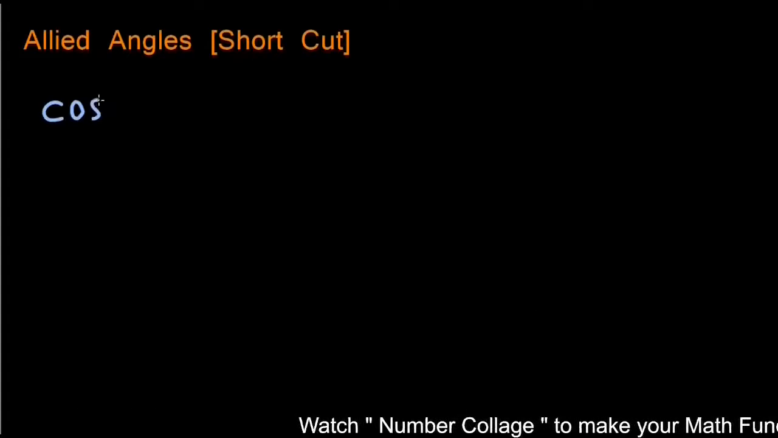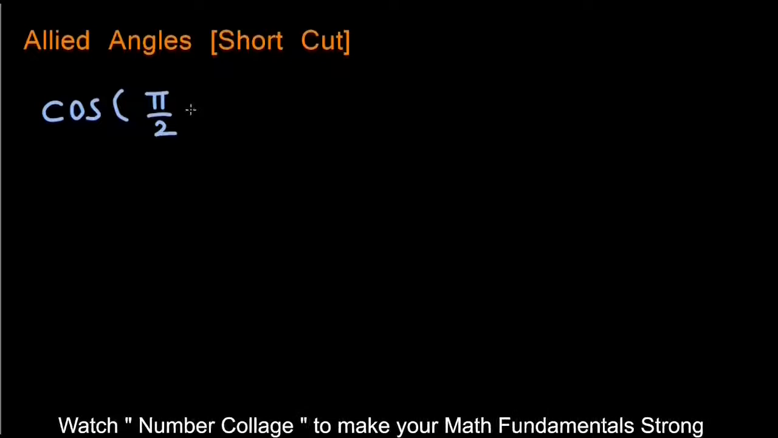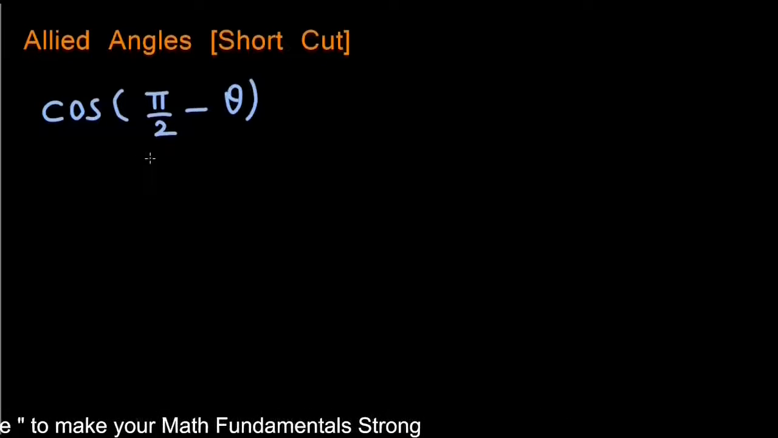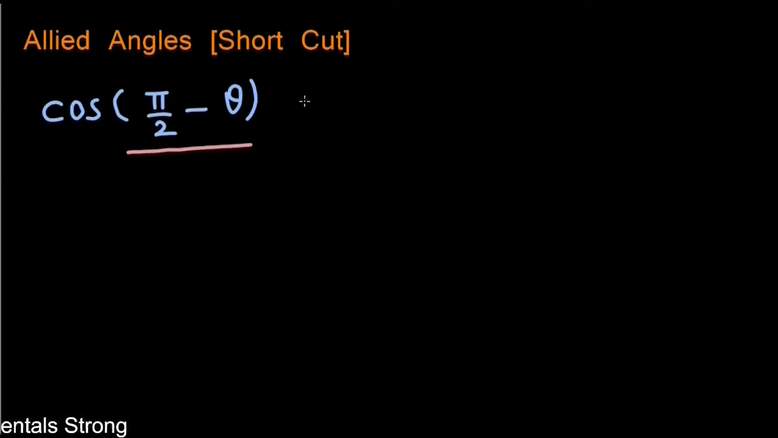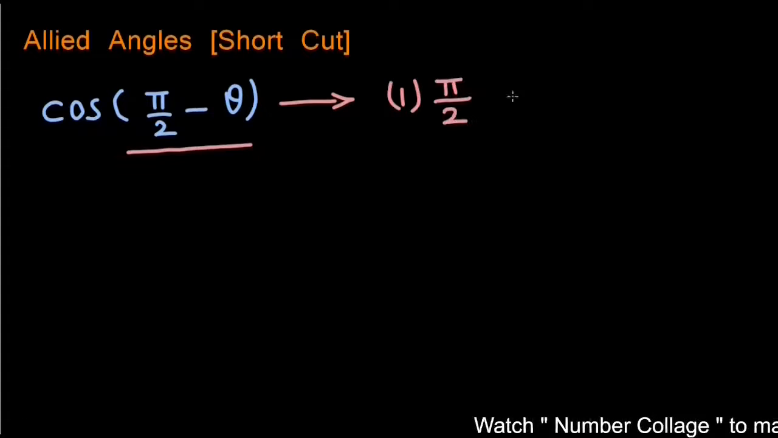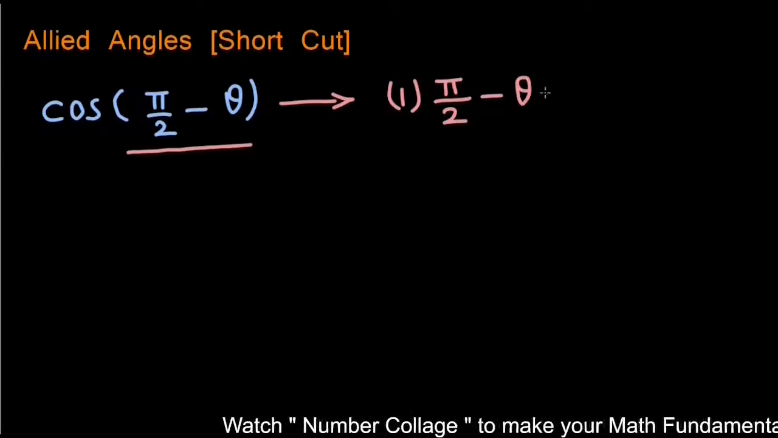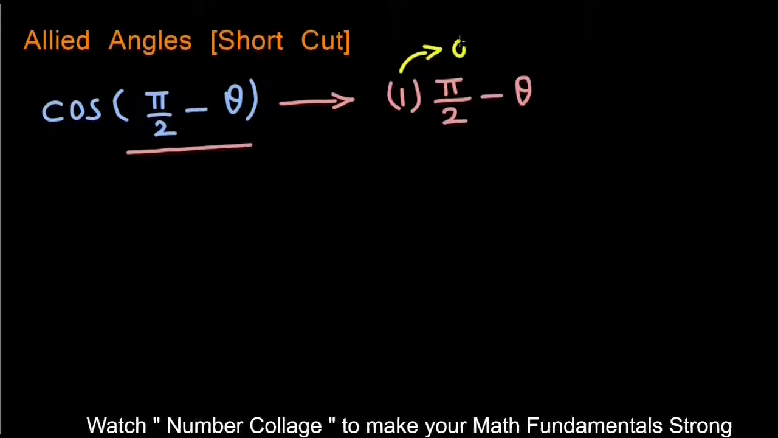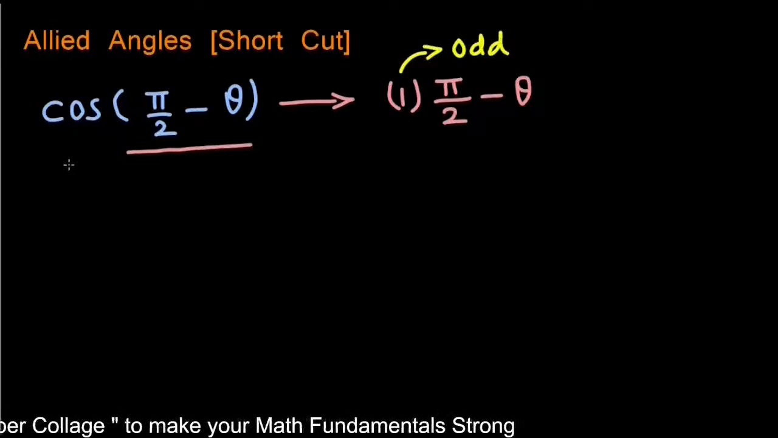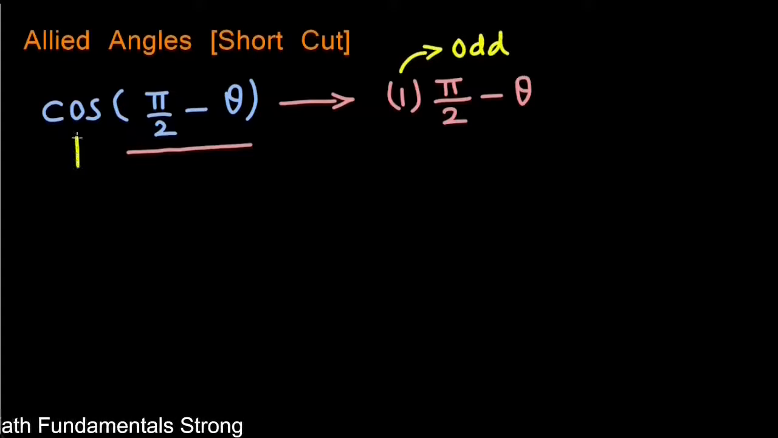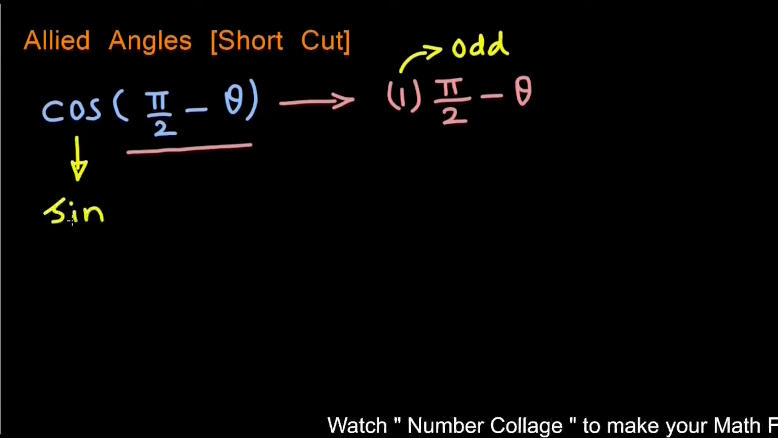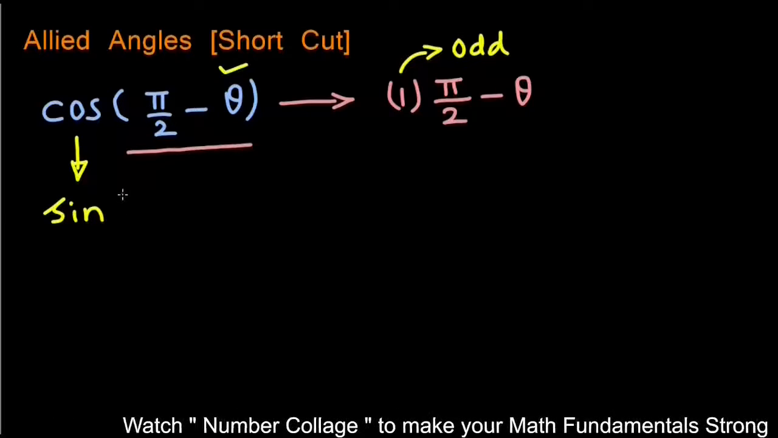Consider cos of allied angle pi by 2 minus theta. Here this angle pi by 2 minus theta is in the form 1 multiplied by pi by 2 minus theta, where this 1 is an odd integer. Therefore, we can write this cos as sine of this theta.